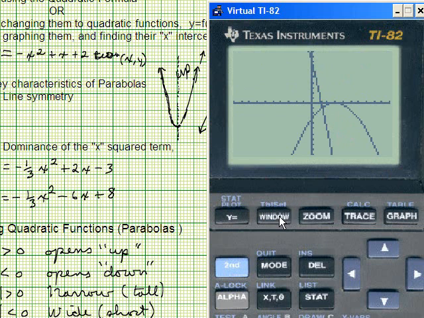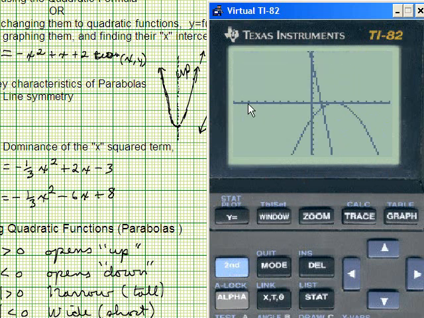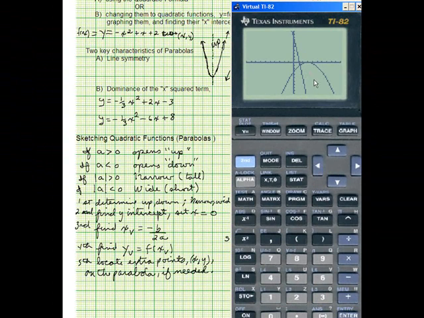Now look at the window here. We're only going from negative 10 to 10 in the x and from negative 10 to 10 in the y. So from here to here is negative 10 to 10. From here up to here is negative 10 to 10, and on that very small scale, the two parabolas look the same.